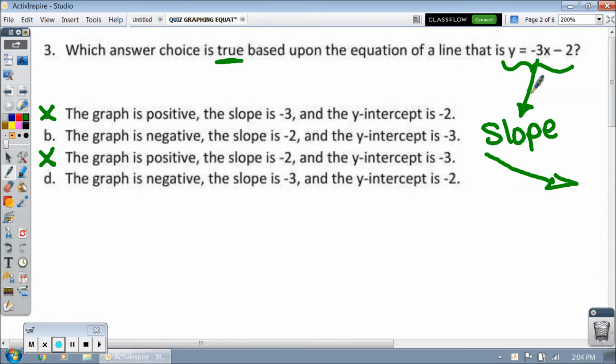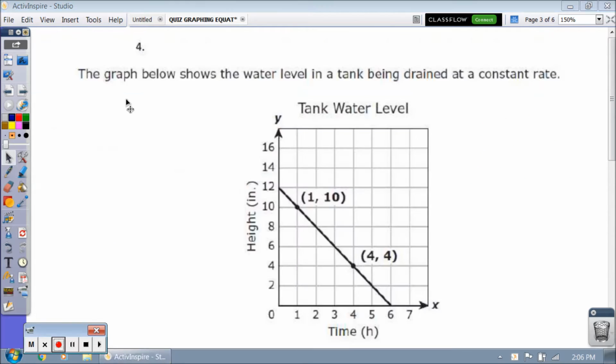Well, we know that the slope is negative 3. And if you look at letter B, although the graph is negative, that is true, they're saying the slope is a negative 2, and that's not true. So just by a process of elimination, we can say the answer is D. The graph is negative, and the reason why is because the slope is negative, and the y-intercept, that's our number at the very end, is negative 2. Our answer is D.